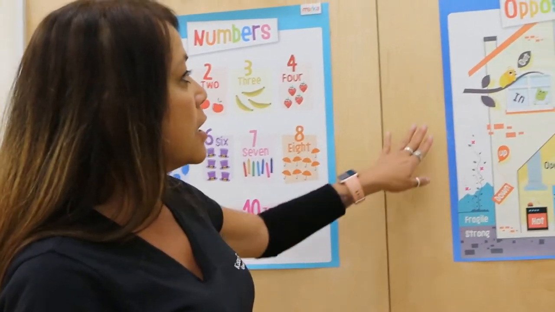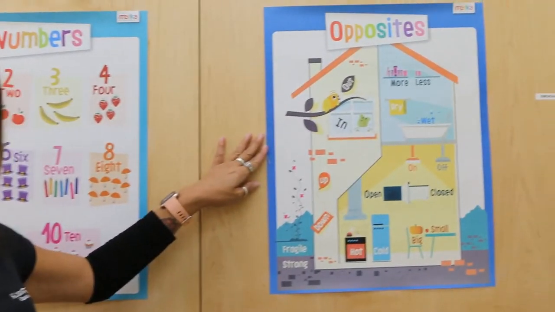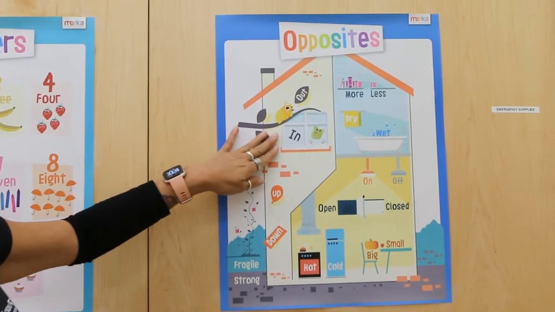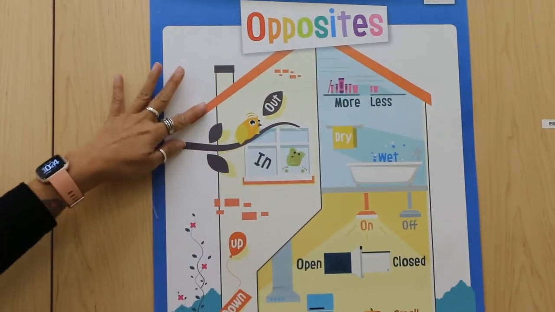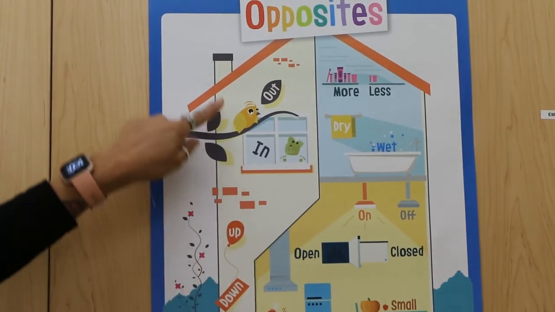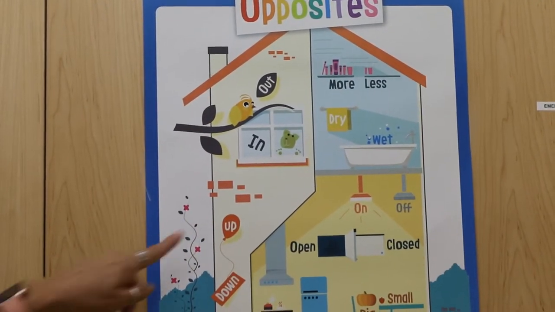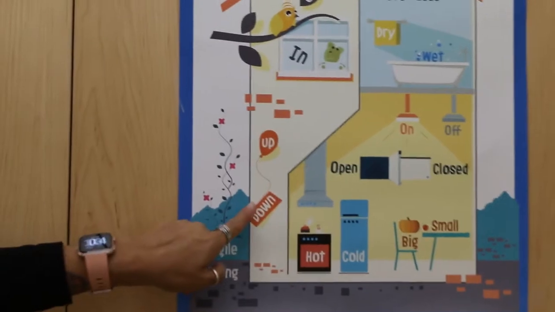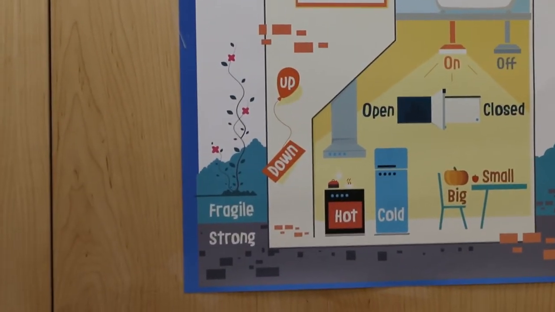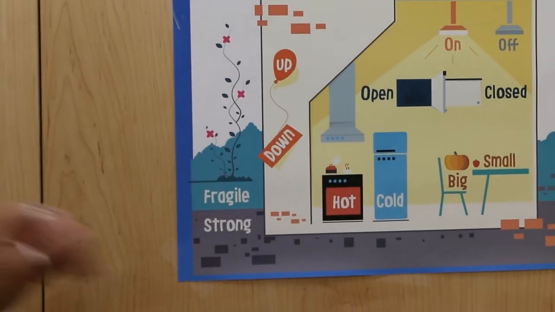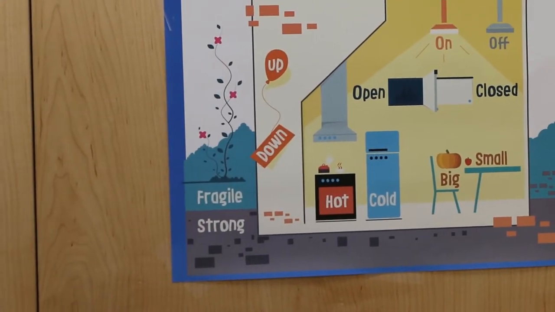Okay, we're going to talk about opposites. Opposites is one, there is one meaning and then the complete opposite for the other, such as in and out. That's inside and outside. Up, where a balloon would fly, and down, when it would come down. Fragile, something that's very weak, or strong, where it's very big and strong.